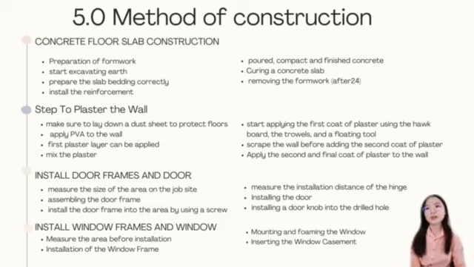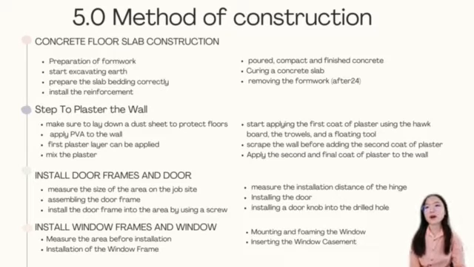First step, we need to make sure to lay down a dark sheet to protect the floor. And after that, we need to apply PVA to the wall. First, the plaster layer can be applied, and also we need to mix the plaster. And after that, we can start applying the first coat of plaster using the hook and other tools.